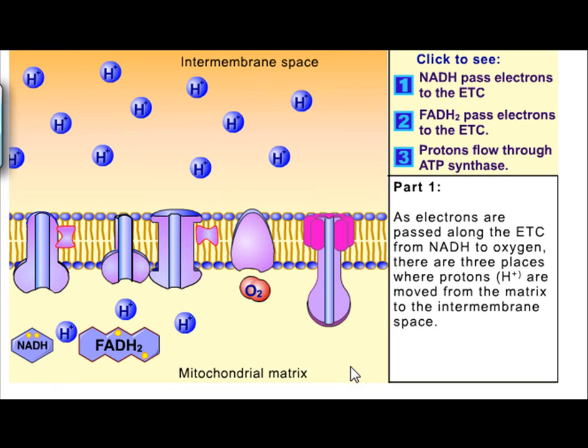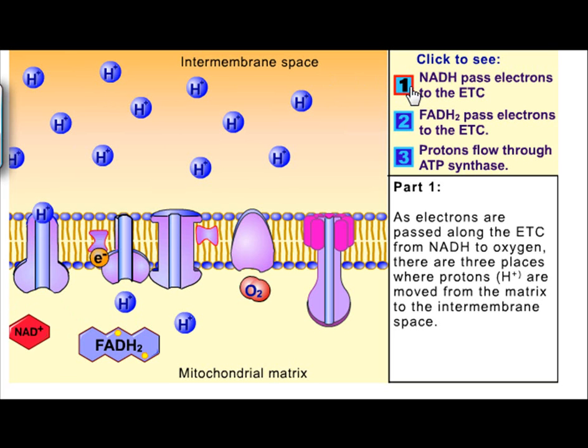So let's look at this process. Here are the cytochrome complex proteins: cytochrome 1, cytochrome 2 or 3, cytochrome 4. As the electrons are traveling down these cytochrome complexes, hydrogen ions will be pumped through proton motive force into the intermembrane space. So let's watch that process.